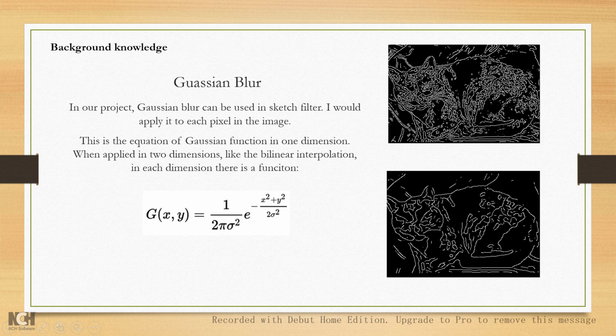Let's see this image. If we apply the Gaussian blur on this image, we'll get the second one, which has less noise and fewer edges being detected.